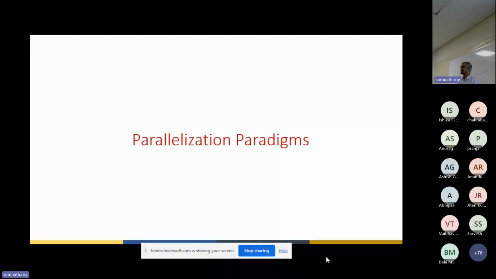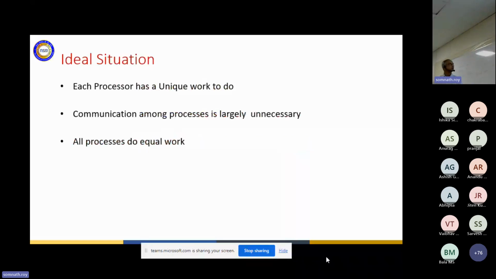Now there are some standard paradigms in the algorithms that you can employ. In an ideal situation, once the parallelism part starts, every processor has unique work to do, which means that it has its own data and works on that, and communication among the processors is unnecessary. That means no time is spent in communication, all time is spent in computing, and all processors do equal work. So they start together, they end together. But in real life, it will not happen. It is going to be imbalanced. Some processors will have lesser tasks, some will have more tasks. So you have to synchronize, and that is where the algorithms come in. I will explain each one of them.